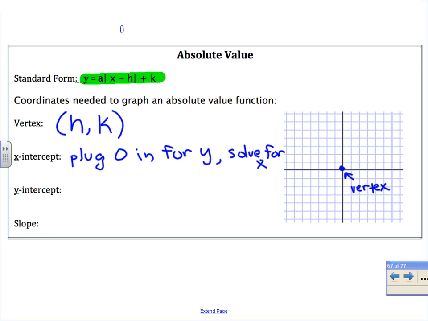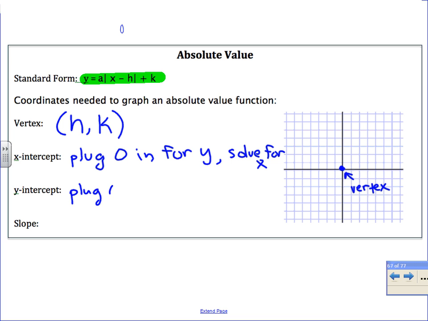The x-intercept: you plug 0 in for y and solve for x. If it's an x-intercept, it's going to cross the x-axis. All of these graphs do not have to have an x-intercept. There will be times when there's not one because you can't solve for it, and I'll show you what happens when there's not one.